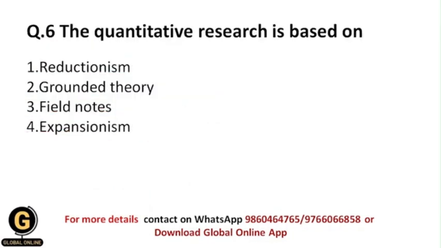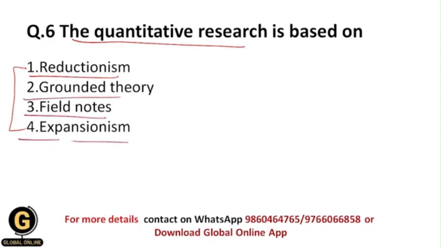Okay, next is, quantitative research is based on. So from these options, which is the option on which quantitative research is based? Whether it is reductionism, grounded theory, field notes, or expansionism. So basically students, what is reductionism? We will see that first of all.